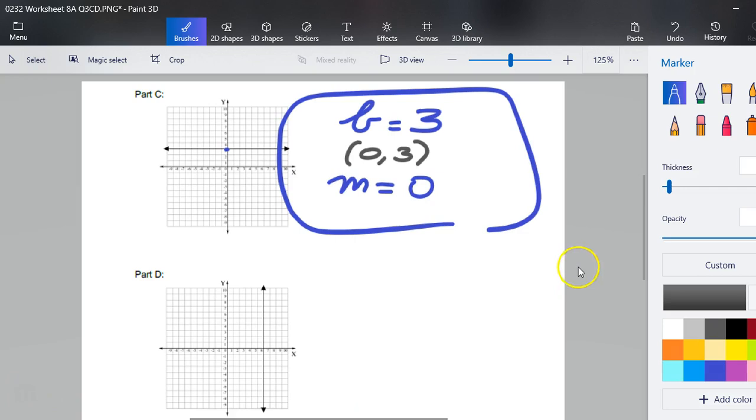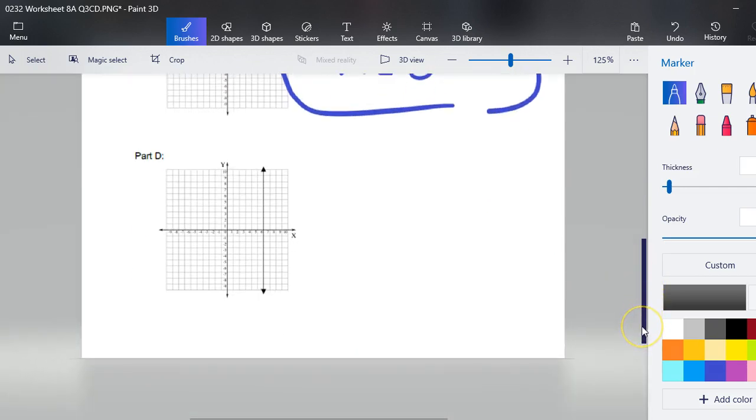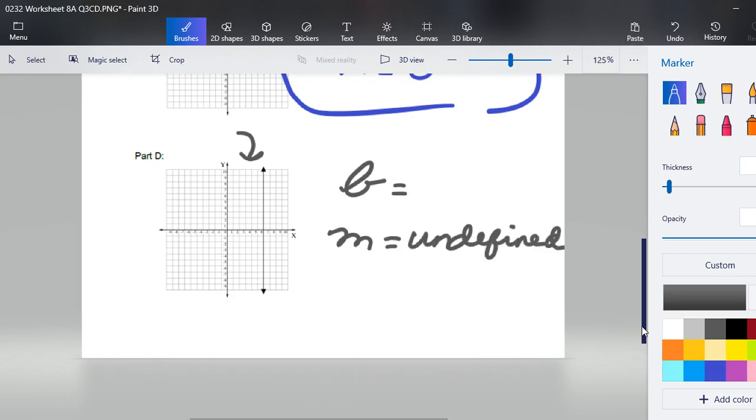We'll finish this lesson by looking at part D. And on part D, with it being a vertical line, go straight for the answer. The slope of a vertical line always, always, always is undefined. B is where we go through the y-axis. Where am I going through the y-axis?